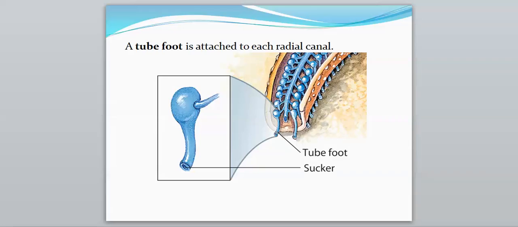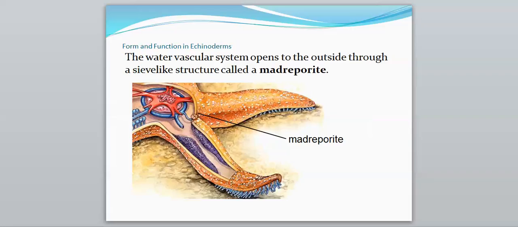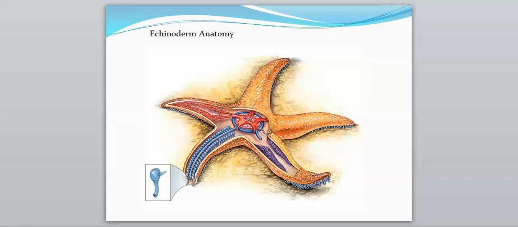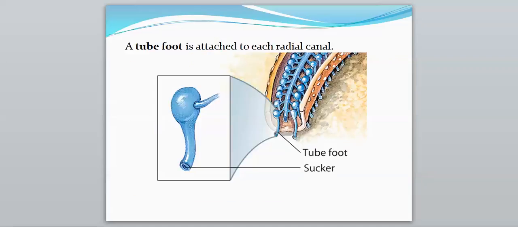And then they have a tube foot, which that word was mentioned earlier, attached to each radial canal. If you remember, we said they had 5-part radial symmetry, so if you look, there are 5 little extensions. Each extension off of that main part, each going to the point of the star, is known as a radial canal. And there's a tube foot attached to each radial canal.